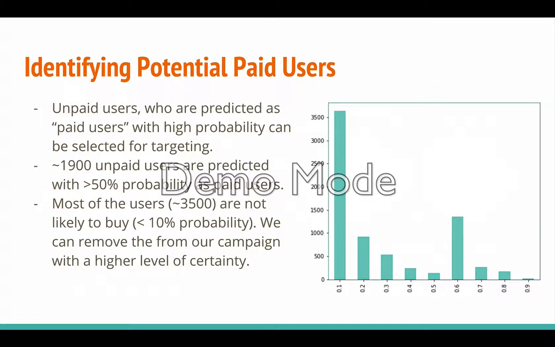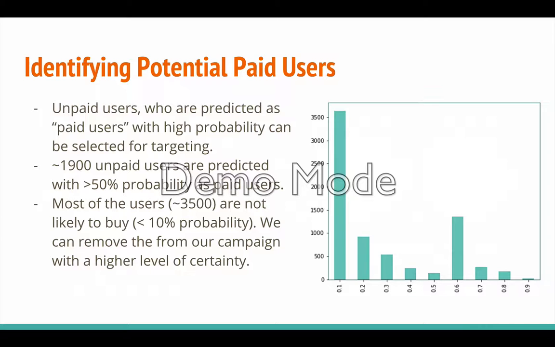So now that we have our clusters and models ready, let's dig into the data and see what we discovered. Again, the goal is to find those false negatives, basically unpaid users who are predicted as paid users with high probability. We can actually select them for targeting. The random forest actually returned 1900 unpaid users predicted as paid users with 50% probability.